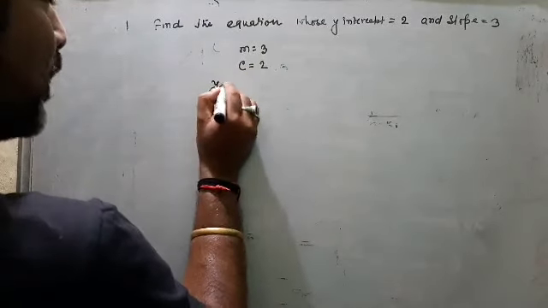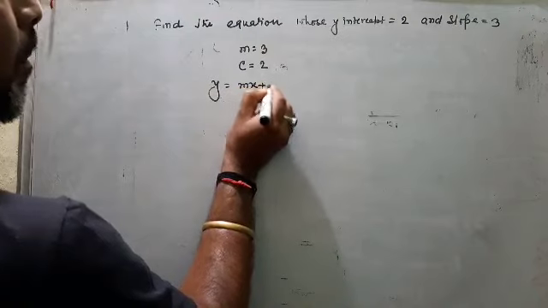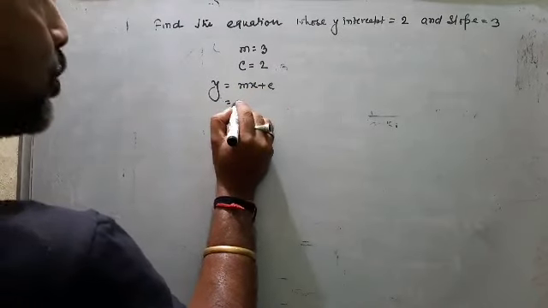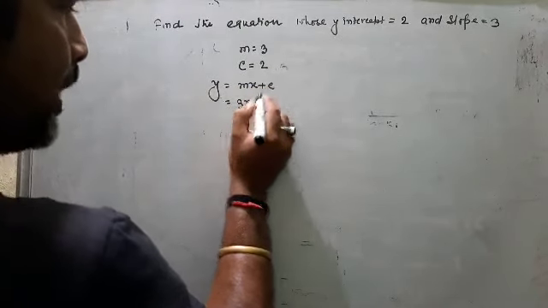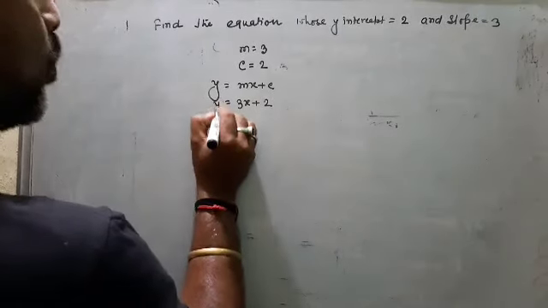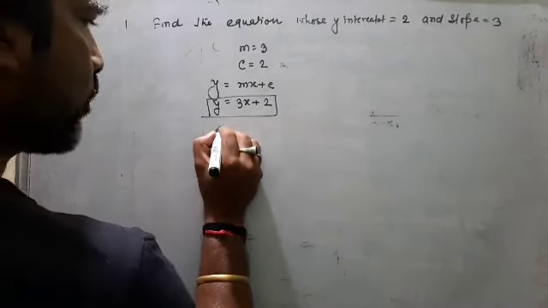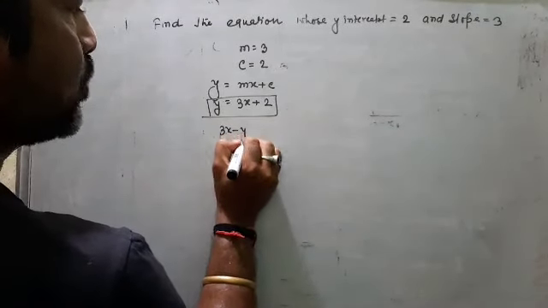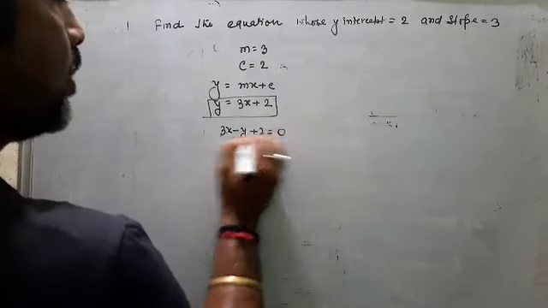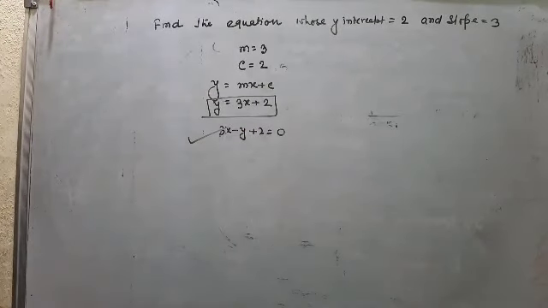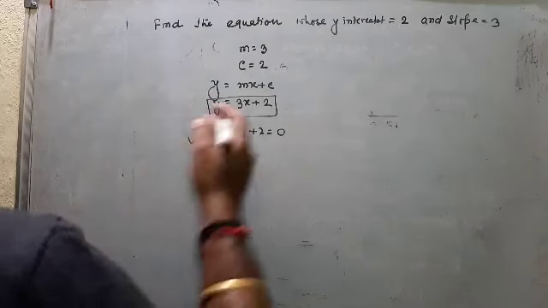So what is the general form of equation? y is equal to mx plus c. In place of m you just put 3x, and in place of c you put 2. So y is equal to 3x plus 2, or you can say 3x minus y plus 2 is equal to 0. That is your required equation. Clear? One more question, find the equation of line.